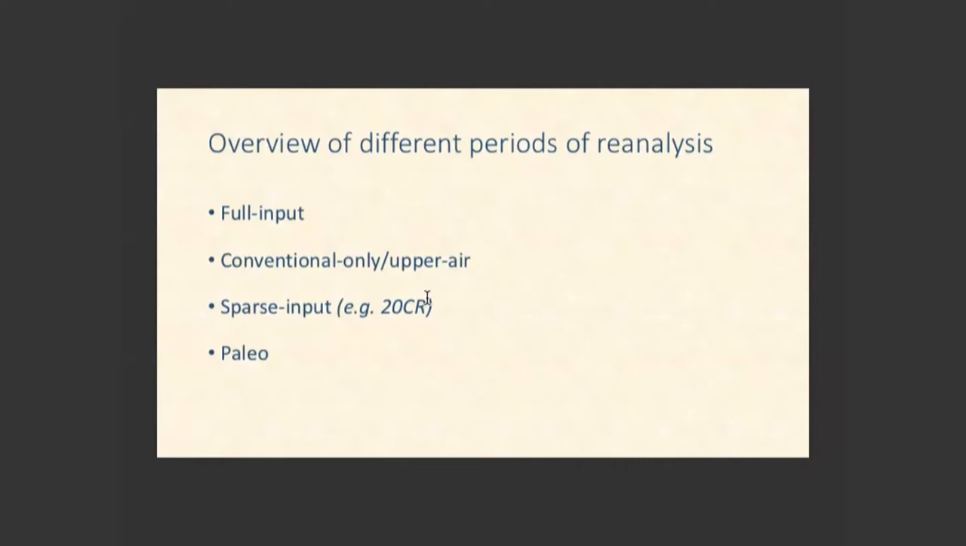So full input is the one we're familiar with. Then conventional only and upper air, I'm not as familiar with, but I think there's an important space to discuss that. Sparse input like 20CR. And then paleo, also I'm not very familiar with, but I know we have at least one person in the audience who I think is.